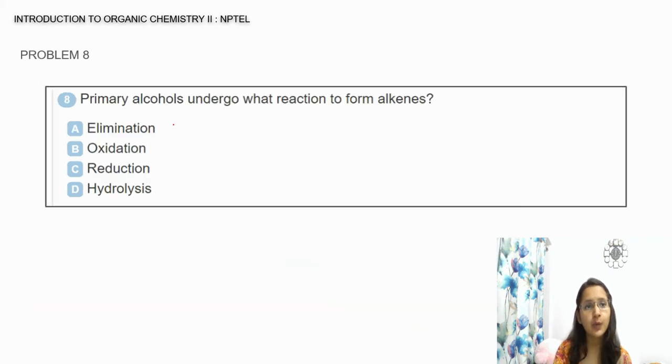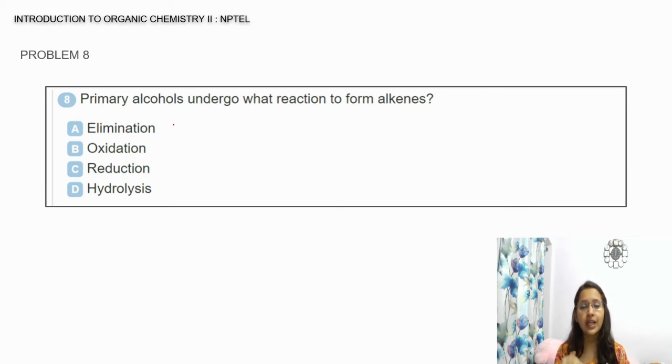Now I'm going to problem 8, in which we are asking what reaction primary alcohols undergo to form alkenes. So primary alcohols are undergoing a reaction to form alkenes, right? So which is the reaction which leads to the formation of alkene from alcohol? We have to figure it out. So the options are elimination, oxidation, reduction, and hydrolysis. So whether it is elimination, oxidation, reduction or hydrolysis which is giving the alkene, one has to think about it.